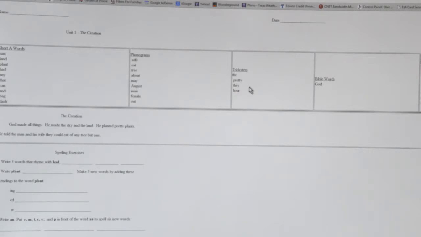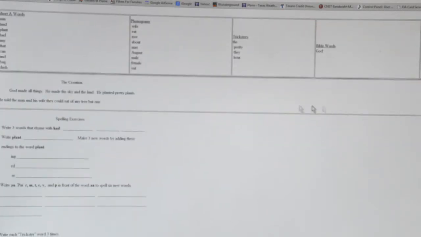And then there will be Bible words. The Bible word for this creation is God. And you have verbs. There's also a paragraph. This is a really short paragraph on this first lesson. The paragraph is, God made all things. He made the sky and the land. He planted pretty plants. He told the man and his wife they could eat of any tree but one. So this is what the children have to learn how to write from dictation on Friday.